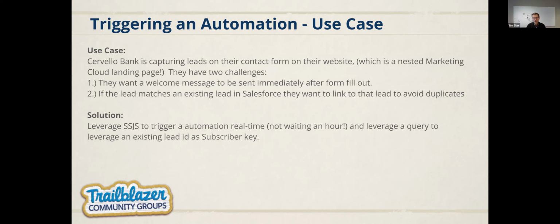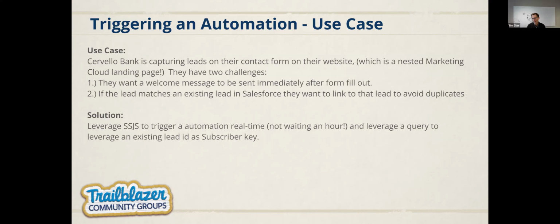So they want to use SSJS to trigger an automation in real time. As we all know, automations do have a limitation in Marketing Cloud that the fastest you can make it run is on an hourly basis. You can add wait steps and multiple automations to speed that up, but they don't really have a real-time solution. So we're going to use server-side JavaScript to trigger an automation immediately, which is kind of cool.